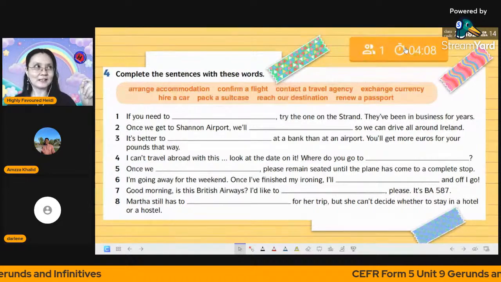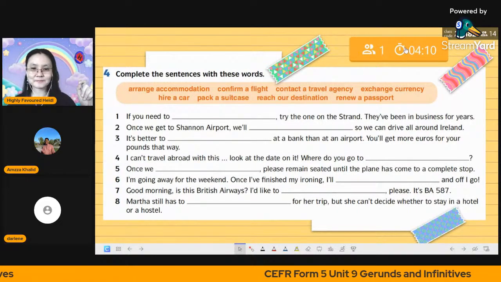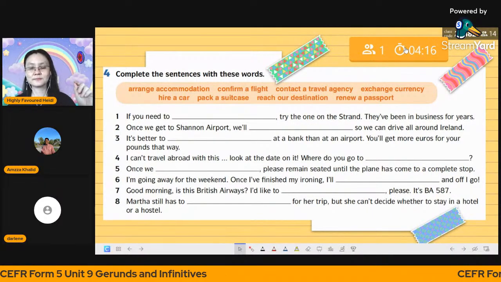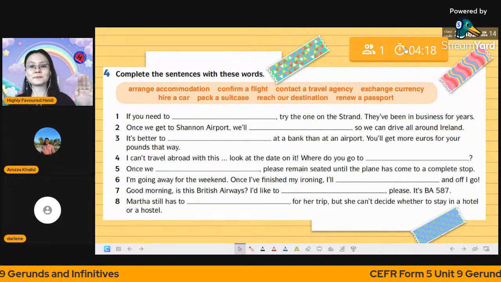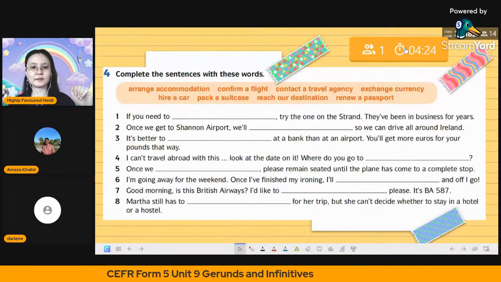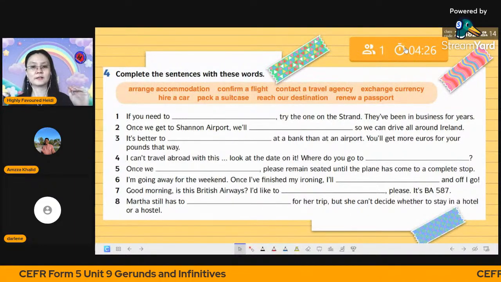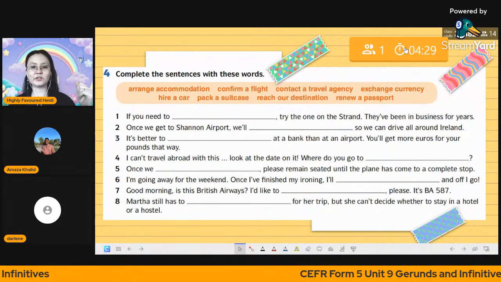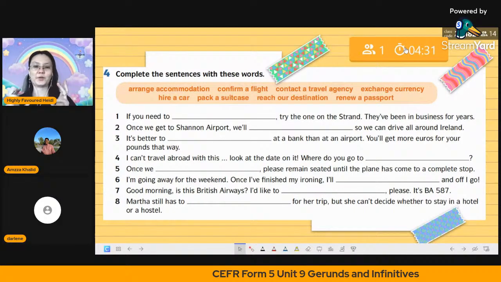Akmal, Amza, can you read? Once we, please remain seated until the plane has come to a complete stop. Number 6. Good. I'm going away for the weekend. Once I finish my ironing, I'll go and off I go. Okay, so it's talking about ironing. So what do you think?